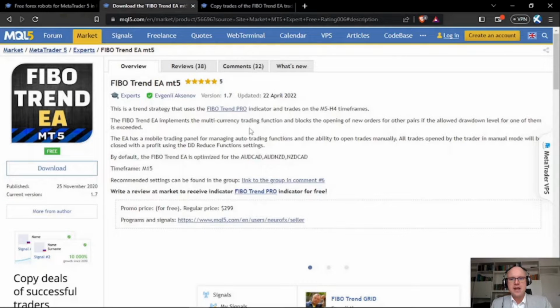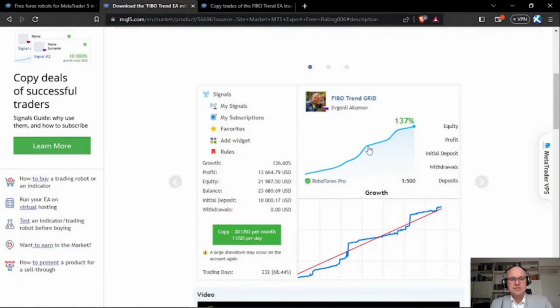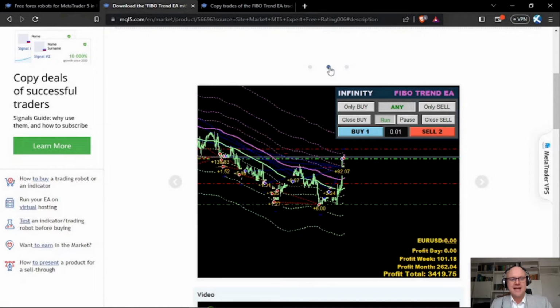Now let's get back to the page of the Expert Advisor and look at the recommendations. By default, the Fibo Trend EA is optimized for the AUDCAD, the AUDNZD, and the NZD-CAD on the 15-minute time frame. The recommended settings and set files can also be found in the following group. Next, let's take a look at the different images available, and firstly we'll see the signal from the author, and a couple of images of the indicator and Expert Advisor running together.